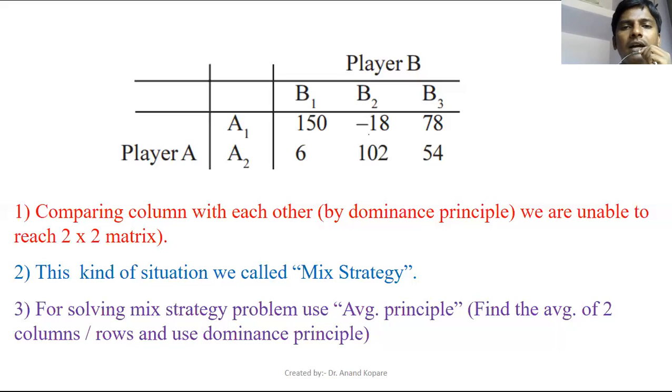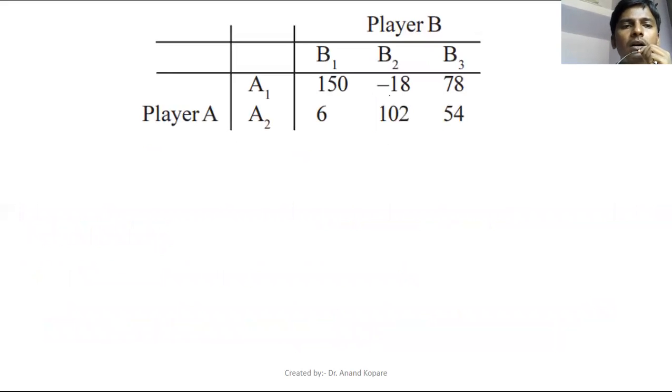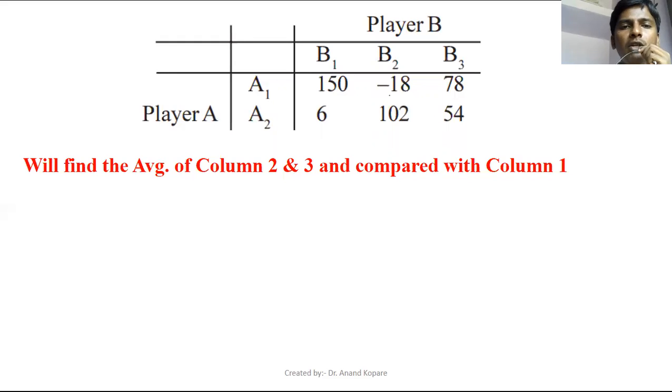So here, see, we want two rows and two columns. We have two rows. It means we have to compare column with column. So first, we will calculate the average of column number 2 and column number 3, and that we will compare with column number 1. First, we have to find the average value of column number 2 and 3, and those average values we have to compare with column number 1.